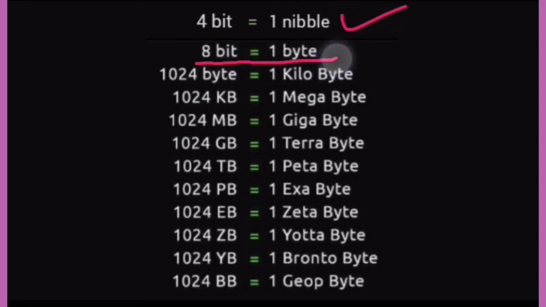Now, this is important. You will need this in future when we go for array and structure. How 8 bits is equal to 1 byte, we will need that. So, remember the size of every unit. 1024 bytes equals 1 kilobyte, which is also known as KB. And 1024 KB is 1 megabyte, which is MB.